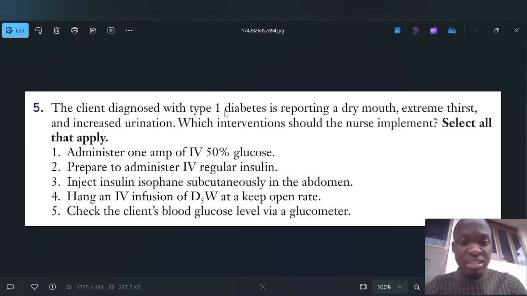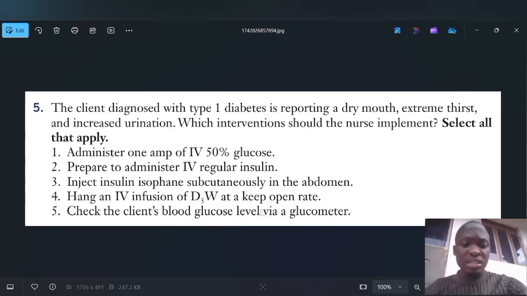This is an emergency. This patient is in diabetic ketoacidosis. Number four, hang an IV infusion of dextrose 5% at a keep-open rate. This one would be right if it were combined with insulin, but however, it's a standalone, so throw that out. Number five, check the client's blood glucose level via a glucometer.